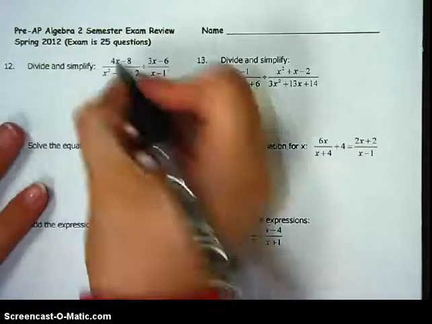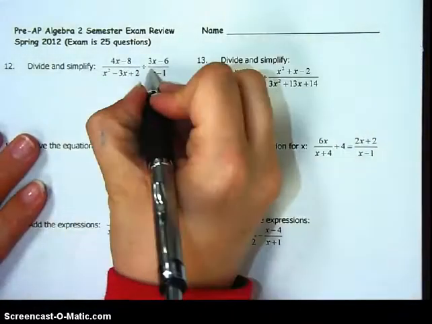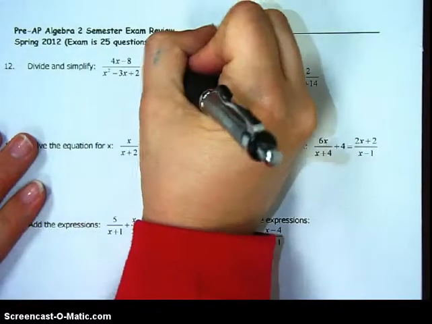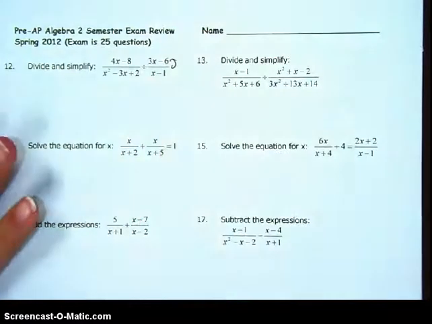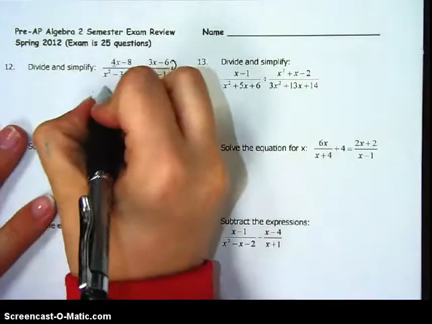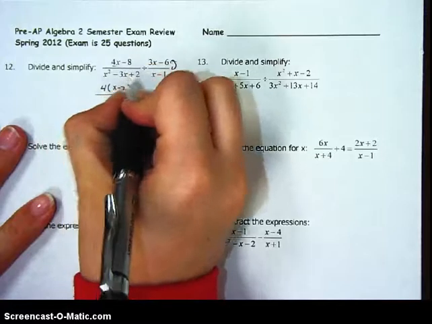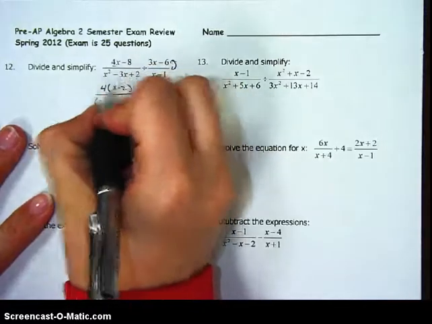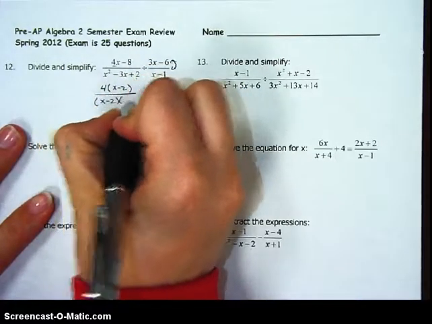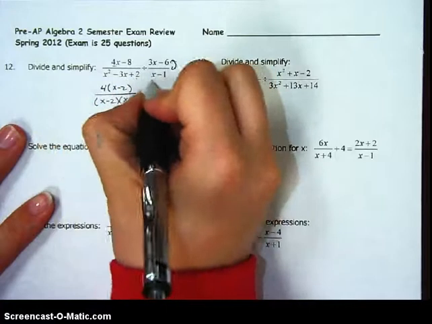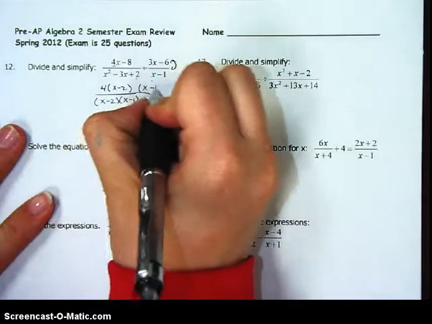Okay, looking at question 12, we need to start by factoring because we're going to divide, so we know the second equation is going to flip and we're going to change that to multiply. So here we're going to factor out the 4, that'll leave me with x minus 2. On the bottom we're going to factor this, multiplies to be 2, adds to be negative 3, x minus 2, x minus 1. The x minus 1 is going to go to the top.